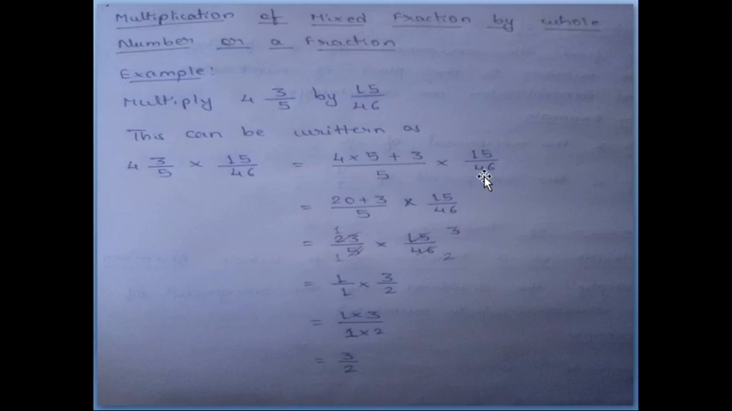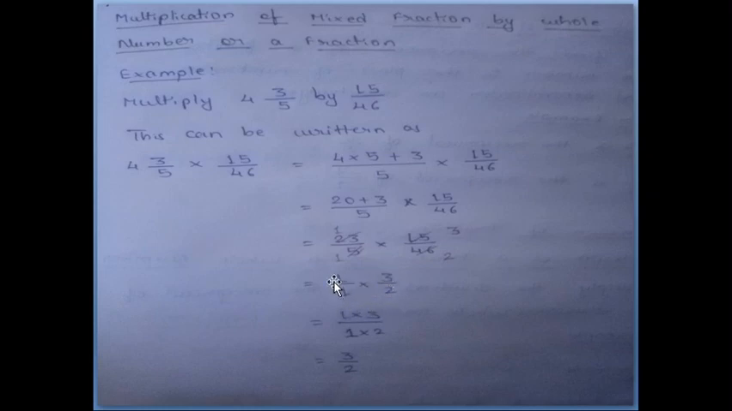Write the other fraction as it is. Then 4 into 5 is 20, plus 3, divided by 5, into 15 by 46. Then 20 plus 3 equals 23 divided by 5, into 15 by 46. Now if cancellation is possible here, do it. Here 5 and 15 can get cancelled. That is 5 into 1 is 5 and 5 into 3 is 15. Then 23 into 1 is 23 and 23 into 2 is 46. So now we are left with 1 by 1 into 3 by 2.